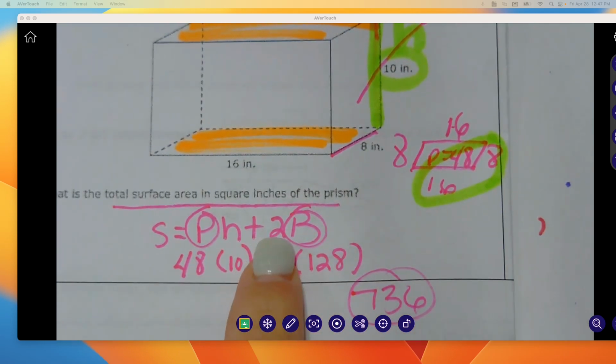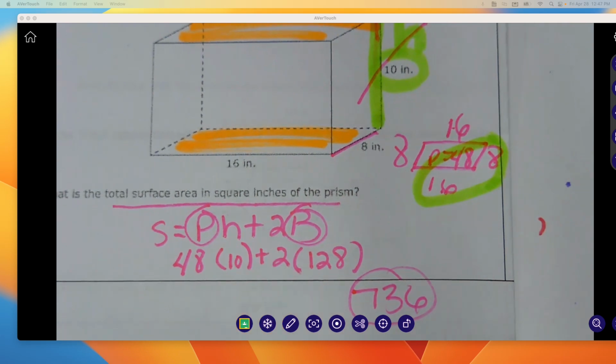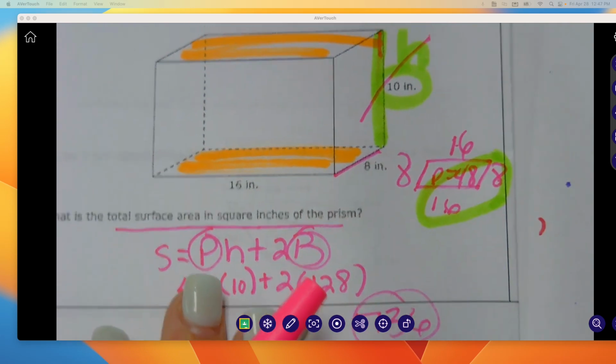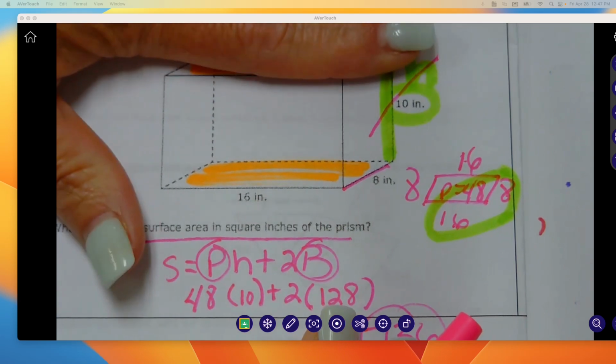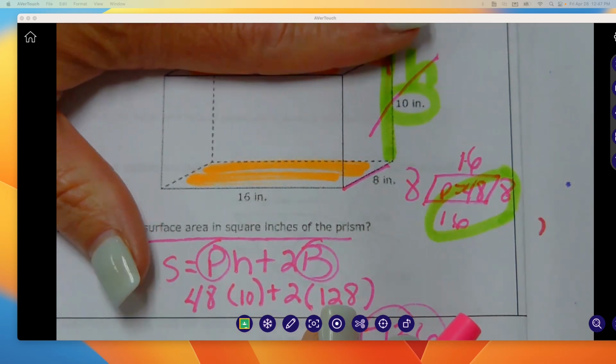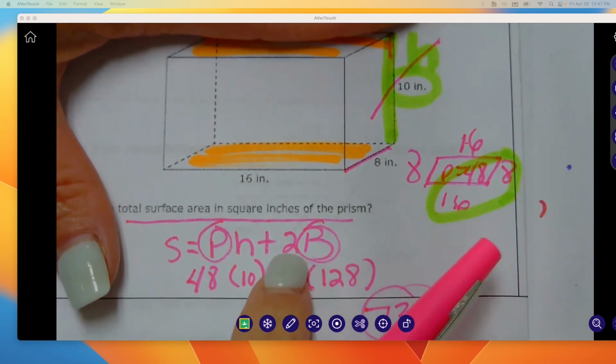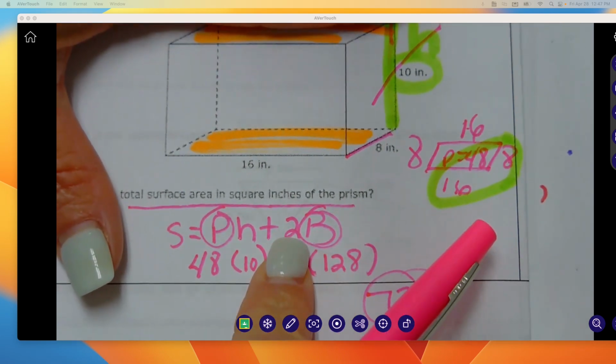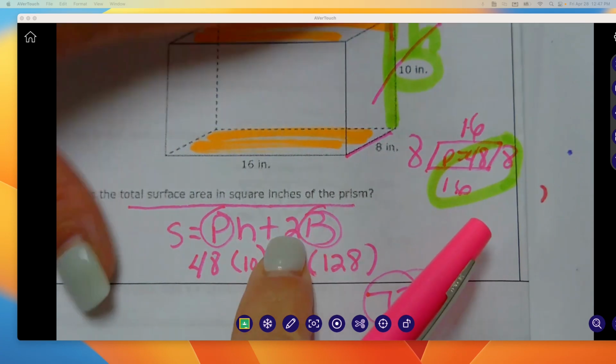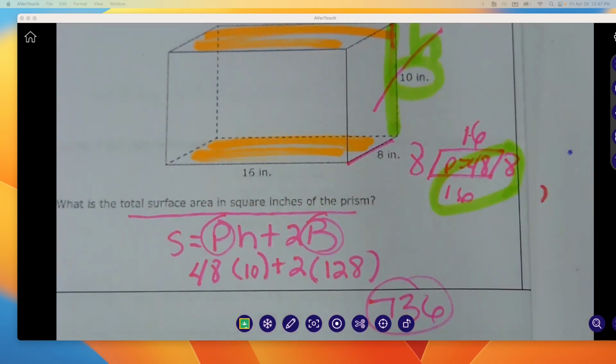Now, let's go back and talk about this. The reason there is a 2 is because there's 2 bases. Now, let's just say that there's not a top on here. There's only one base. Then guys, if there's only one base we're using, you're not going to put this 2 there. We're only putting the 2 because we have the 2 bases.